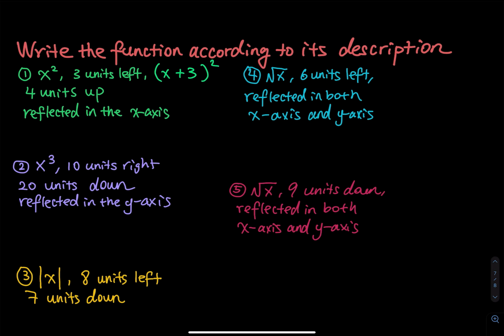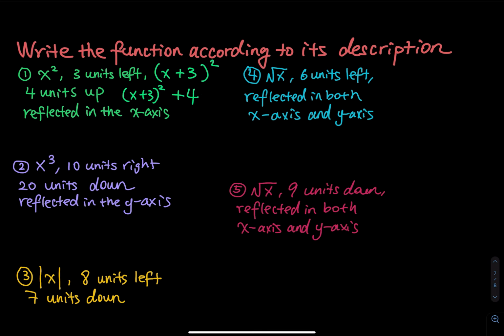So the vertex is at -3 comma 0. So that's why this is a plus 3. So when x is equal to -3, you get a 0. And then 4 units up, you have x plus 3. Whatever you have from the previous step, you add 4 units to it.